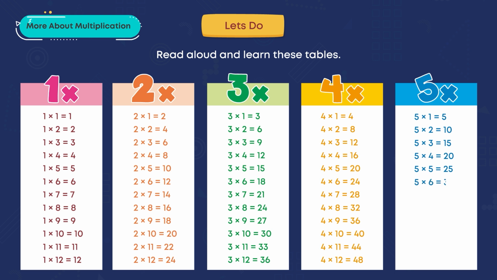5 times 6 equals 30. 5 times 7 equals 35. 5 times 8 equals 40. 5 times 9 equals 45. 5 times 10 equals 50. 5 times 11 equals 55. 5 times 12 equals 60.